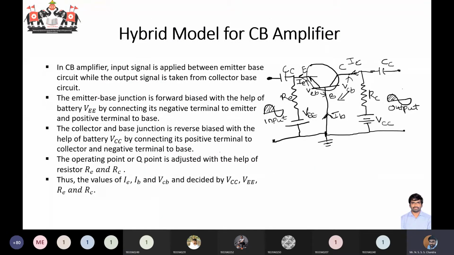Okay, so this is your common base transistor. We have the base terminal grounded, and then you are giving the input supply and you are taking the output across your collector base terminals. So the input signal is applied between the emitter base circuit while the output signal is taken from the collector base circuit. The emitter junction is forward biased with the help of your battery VEE.